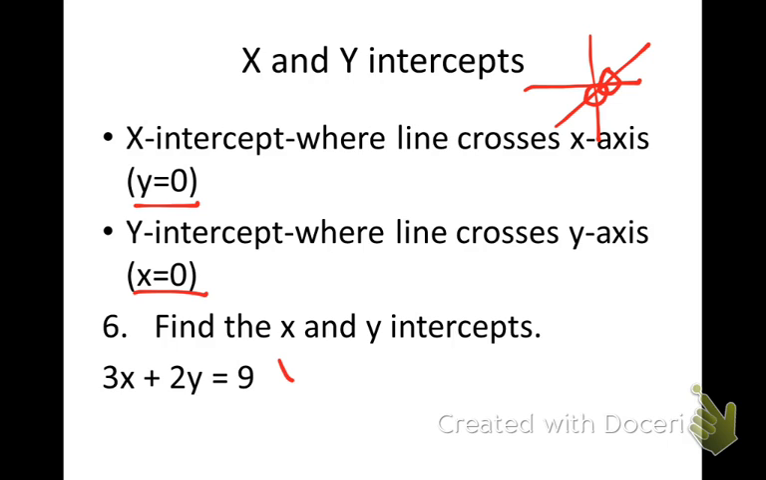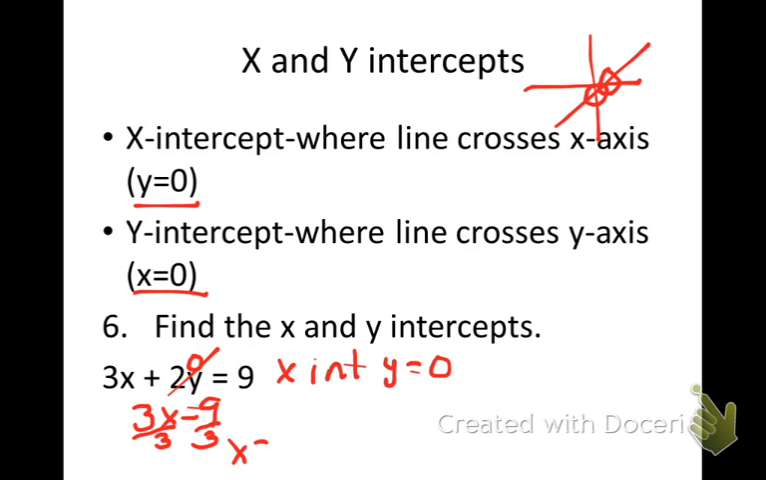So if I want to find the x-intercept, I'm going to let y be 0. So if I come over here and put a 0 in there, that's going to be gone. I'm left with 3x equal 9, so divide by 3, x equals 3. So that would be my x-intercept.